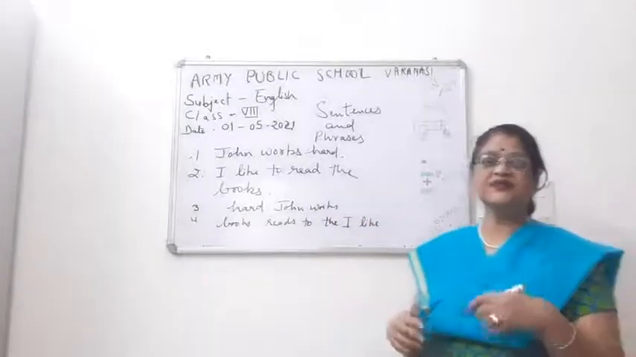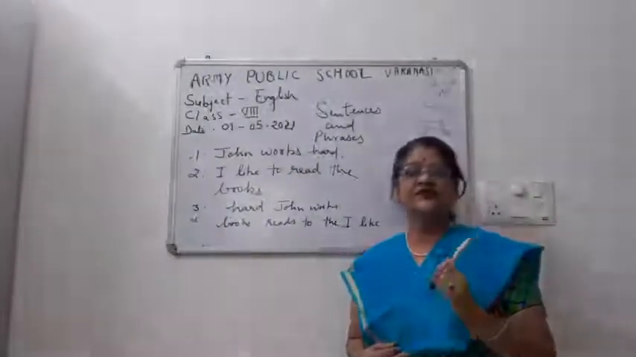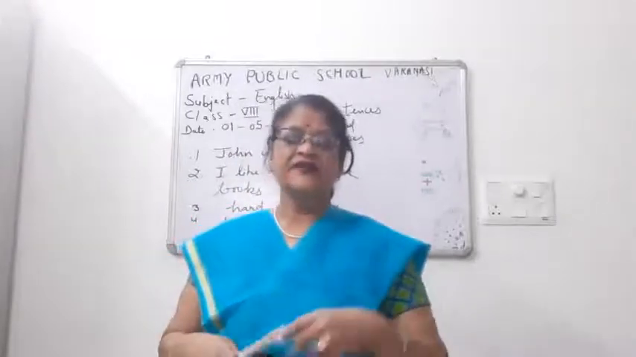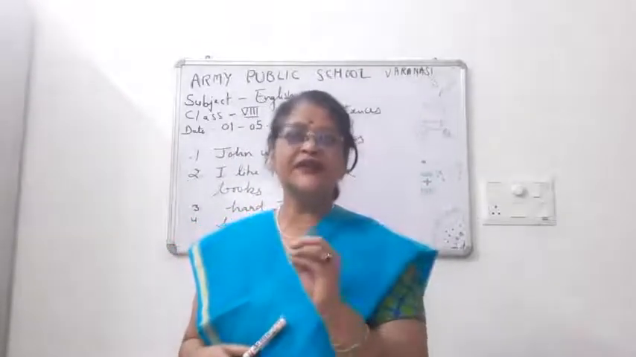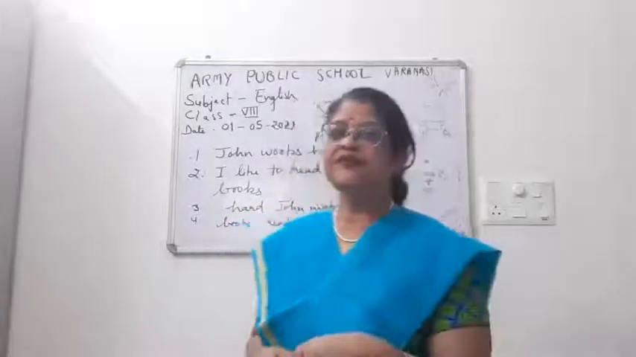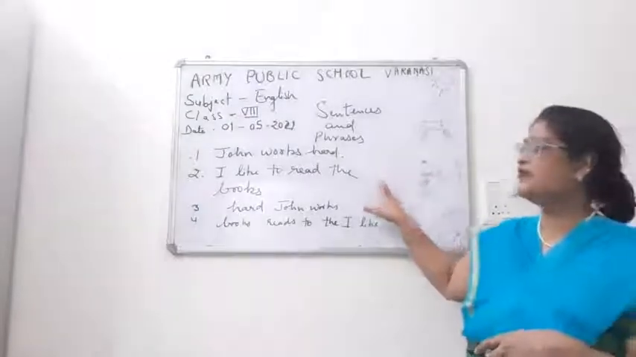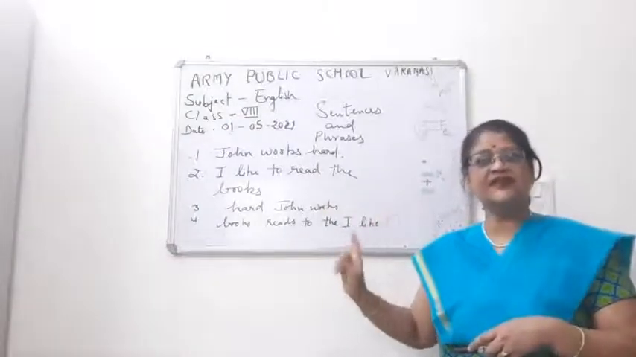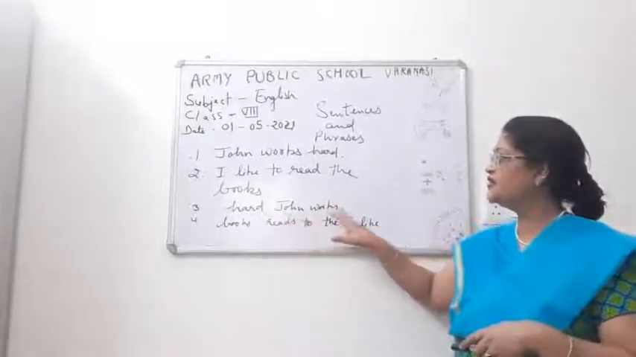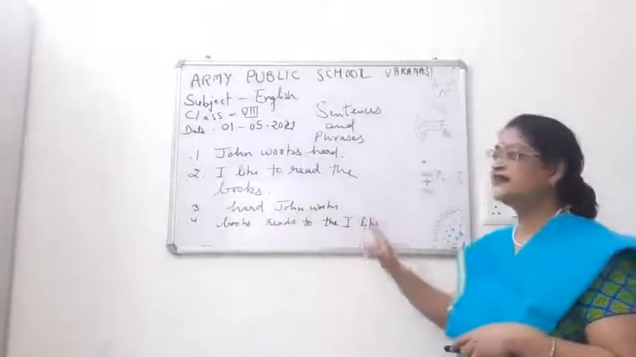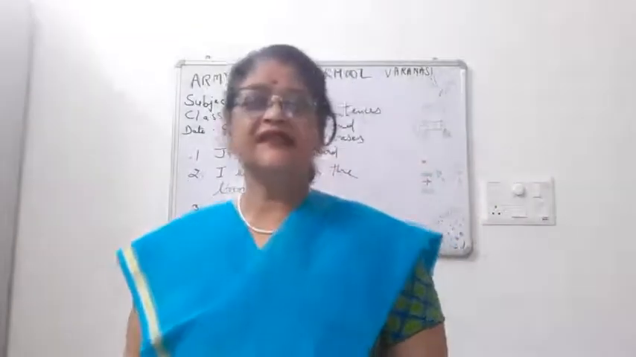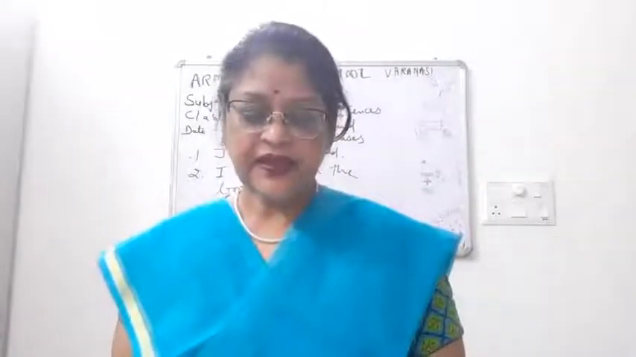So children, when I am reading these four sentences, you can see that the first and second have a complete sense. That means it makes a complete meaning. That means you know the meaning of these two sentences: John works hard, I like to read the books. But if you see these two sentences, hard John works, books read to the I like, you will see the third and fourth sentences are not making any sense.